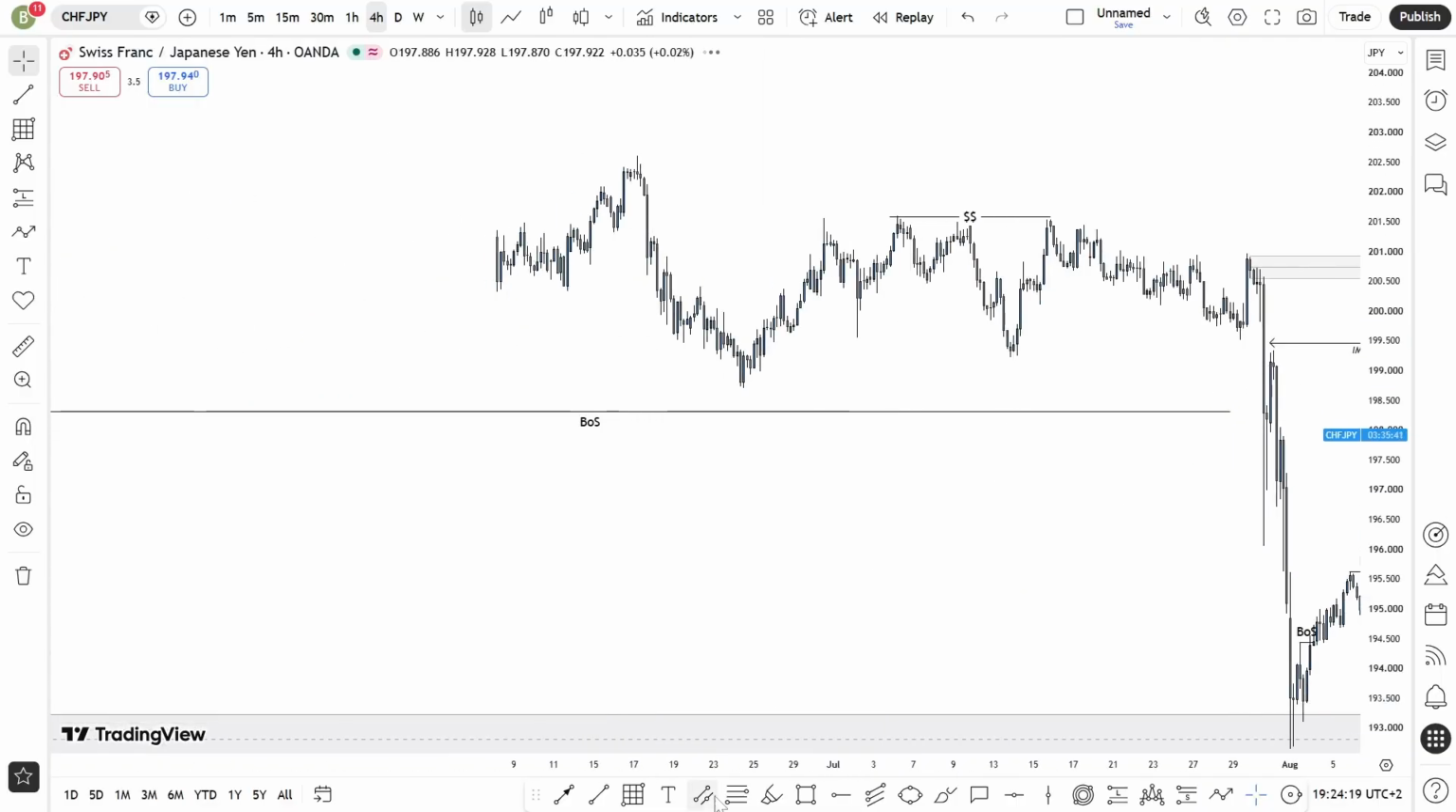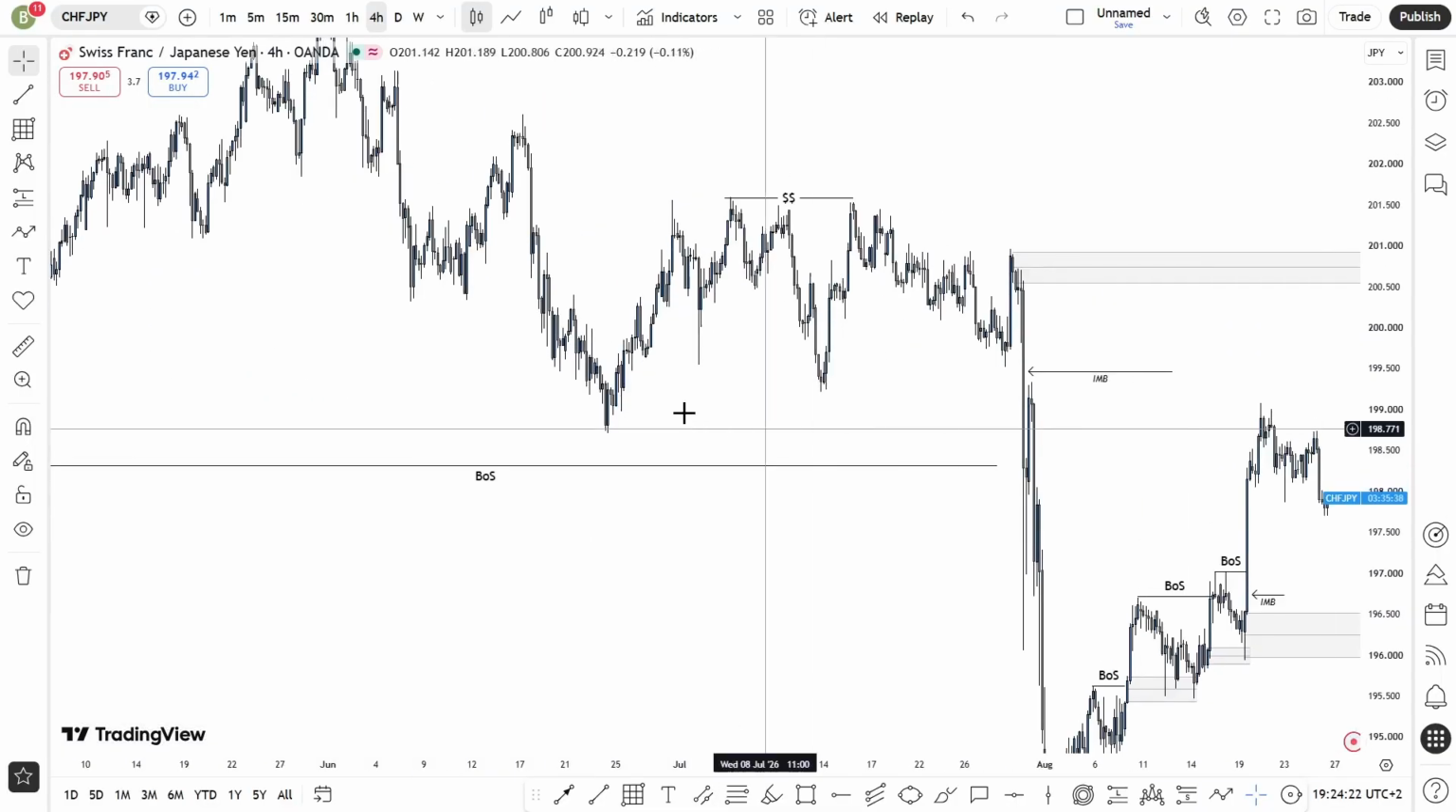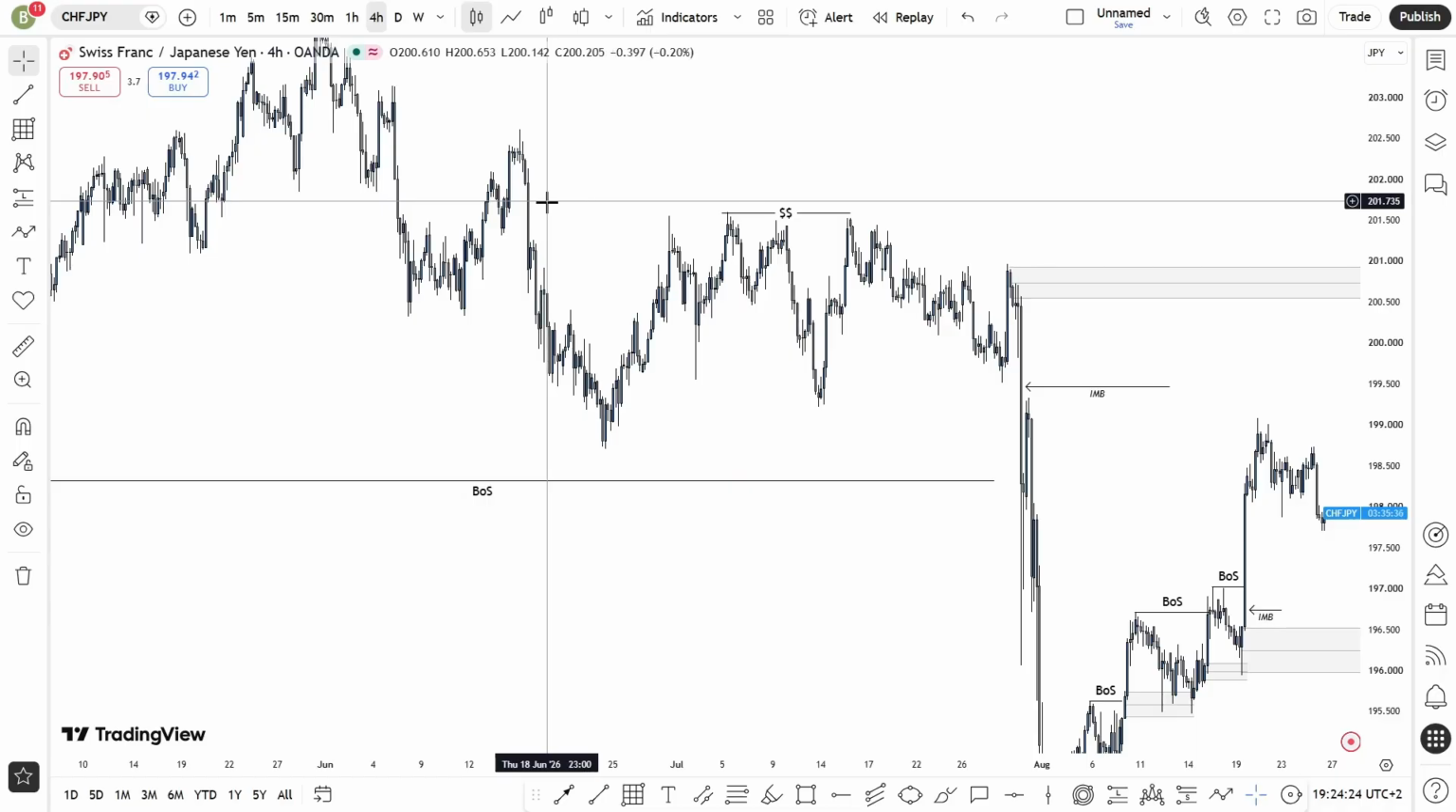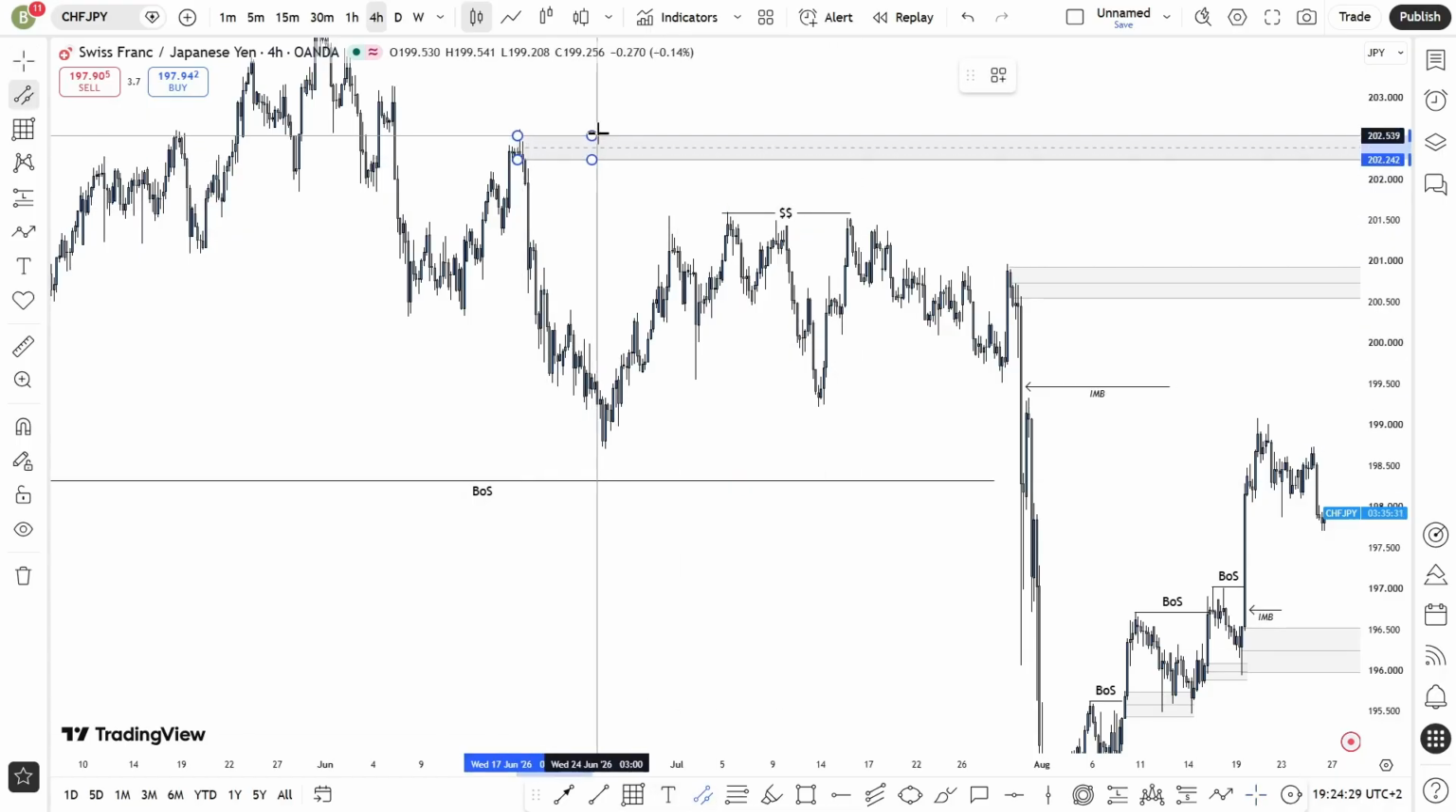Now, the last candle was mitigated right there, and if you look at the structure, you'll see that there's a bit of an imbalance around here. So I'm going to use this area here, and these are long targets, guys.